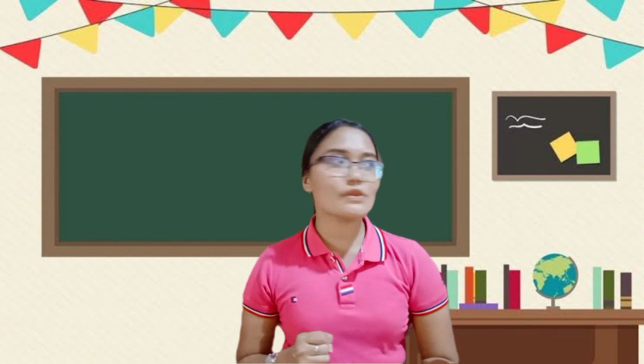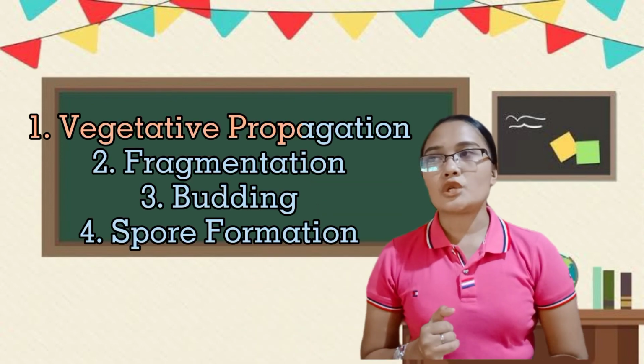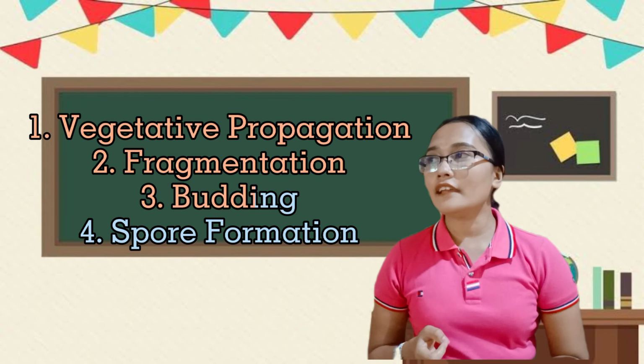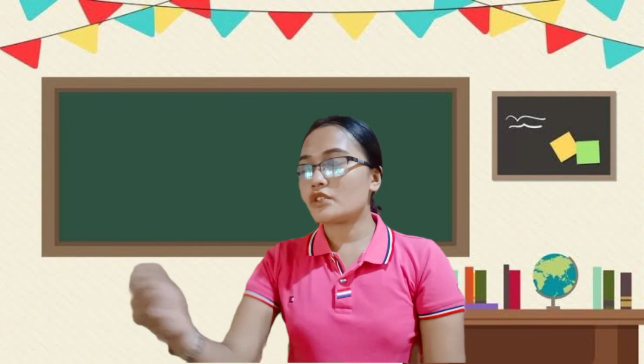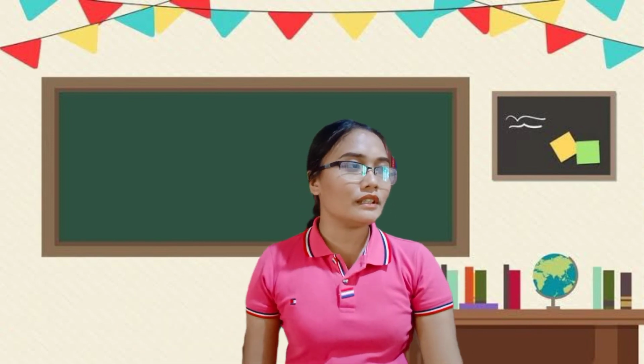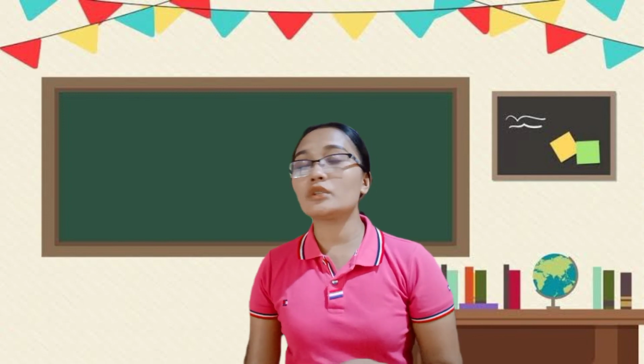So the asexual has four categories. What are those, class? Yes, Tomas, you're raising your hand. Vegetative propagation, fragmentation, budding, and spore formation. Why do we need to study reproduction in plants? Yes, Tomas. Okay, that's good. We need to know the significance of reproduction in plants, class, to have an idea when you're going to assess the activities. Also, the success of the entire agricultural economy.